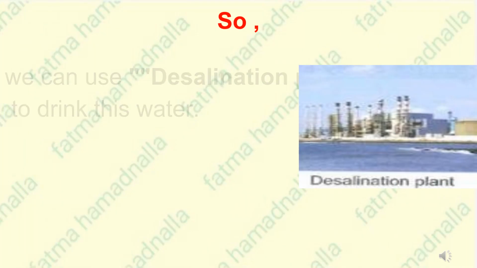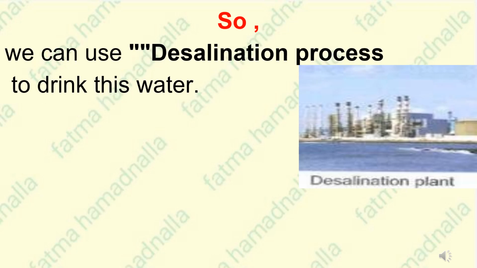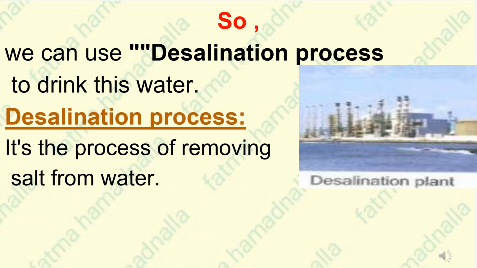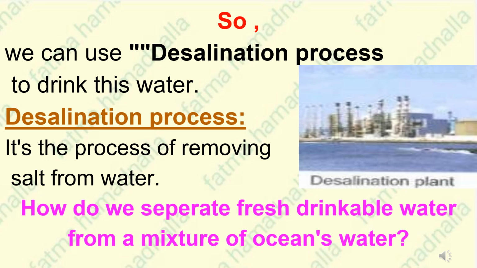So, people try to benefit from different methods to separate mixtures, as we can use the desalination process to make ocean water drinkable. What is the meaning of desalination process? It is the process of removing salt from water. Okay, how do we separate fresh, drinkable water from a mixture of ocean water?